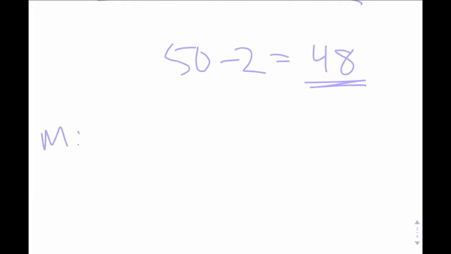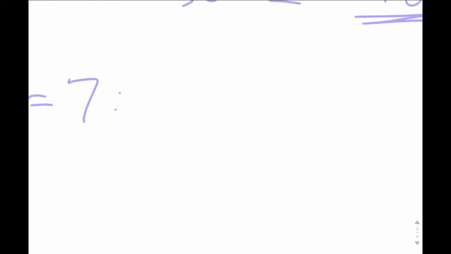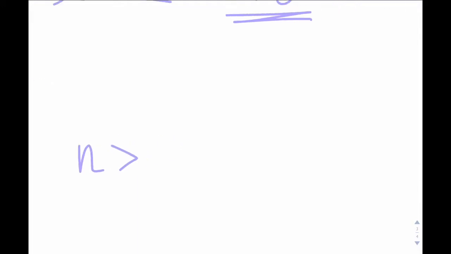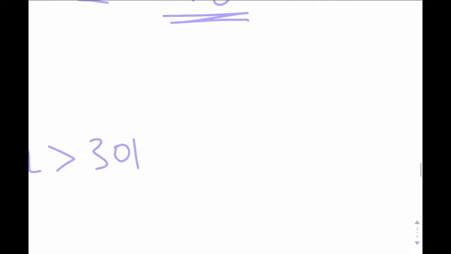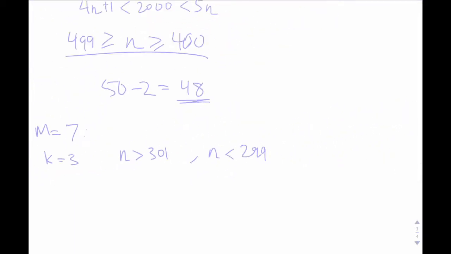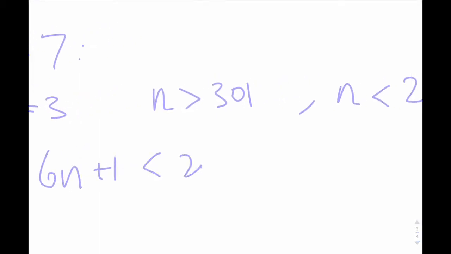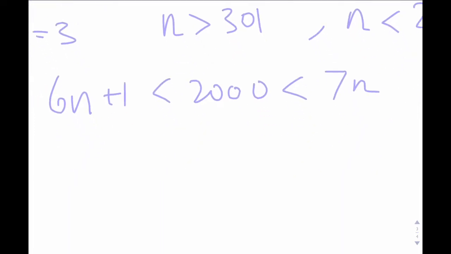Next, we have m equals 7, in which k equals 3, and we have n is greater than 900 over 3 plus 1, which is 301, and n is less than 299. Moreover, we have 6n plus 1 is less than 2000, is less than 7n.